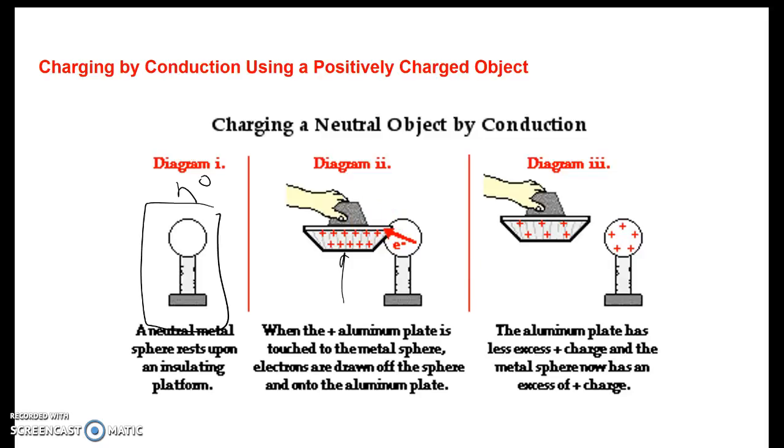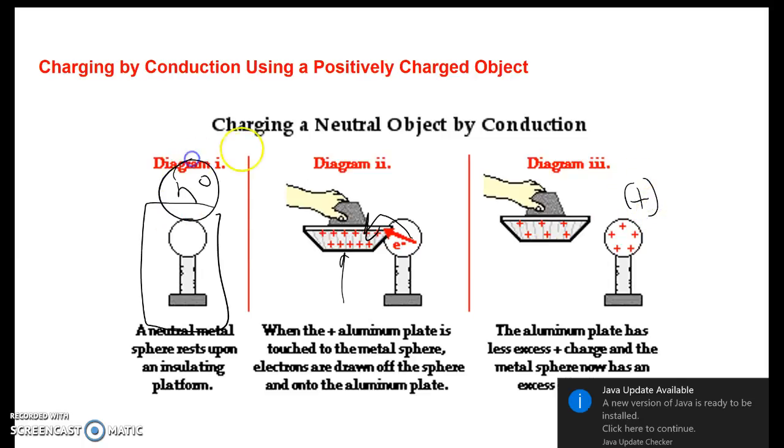Since it has a positive charge, all right, we will start to see more positive charge on the metal sphere, because the electrons will jump from the metal sphere to the pie plate. The pie plate then will become less positive, while the neutral sphere becomes positively charged when you remove it. So you're going from neutral to positive.